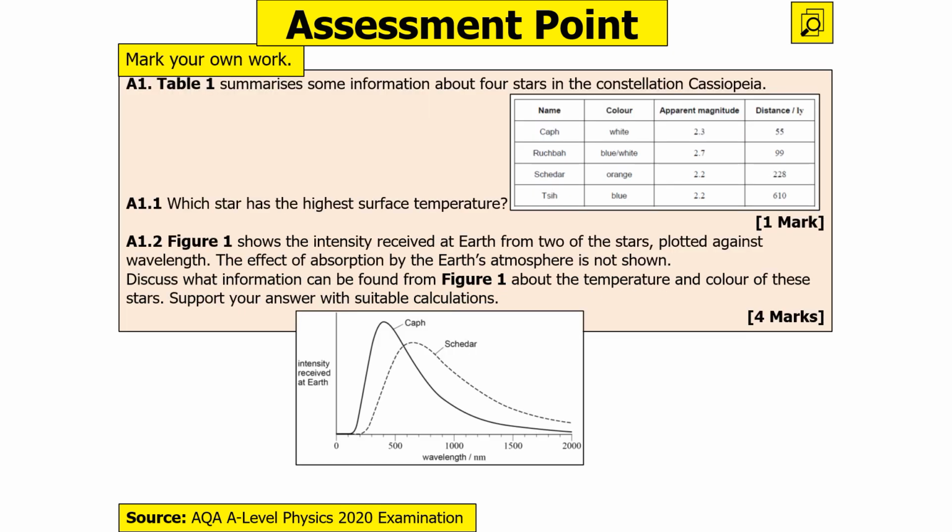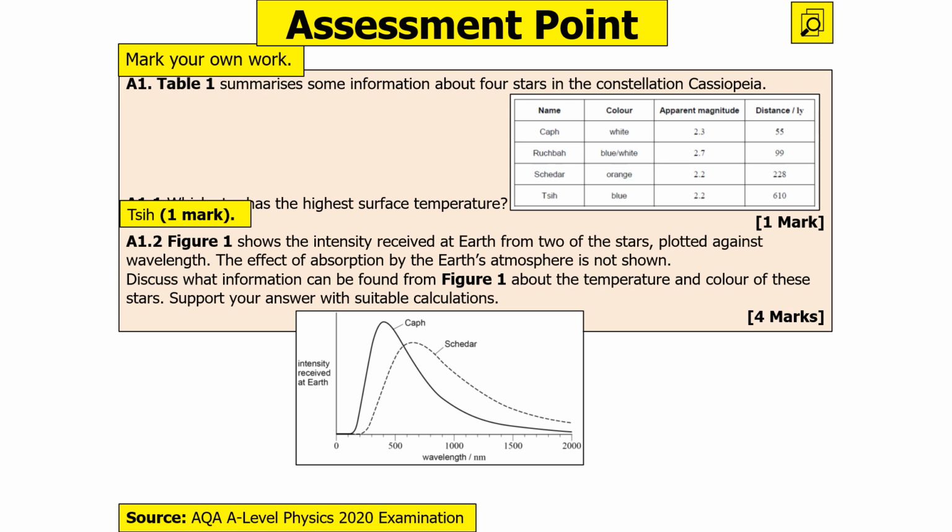Right, in this first one, you can look at which one is going to have the highest surface temperature by looking at the colour of the star. You've got to be aware that the bluest stars, on the blue end of the spectrum, have the highest temperature, and the ones on the reddest part of the spectrum have the lowest temperature. So therefore the answer is the one that is blue.